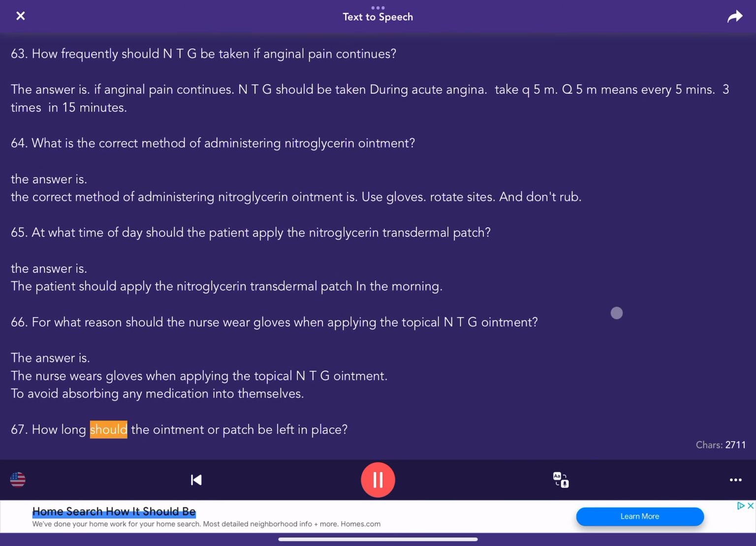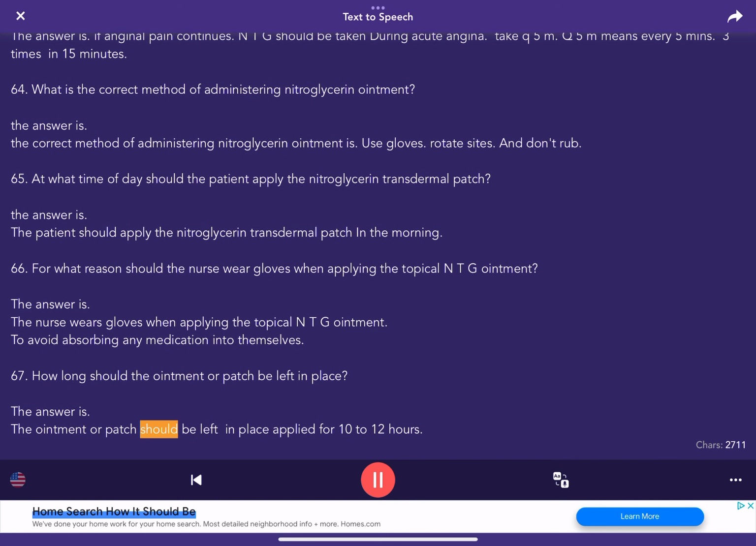67. How long should the ointment or patch be left in place? The answer is, the ointment or patch should be left in place for 10 to 12 hours.